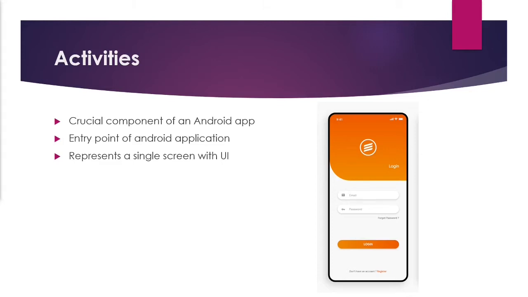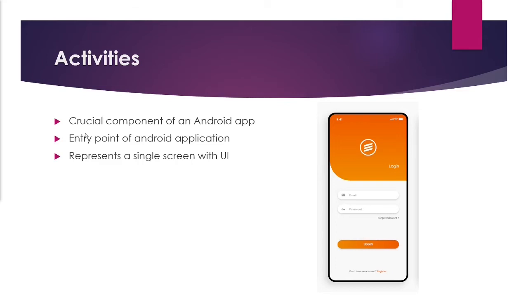One more thing we need to know is that an activity provides a window in which the app draws its user interface. So we can say that an activity has a UI, and that UI is defined in the XML file associated with the activity. We are going to take a look at it later in the video.